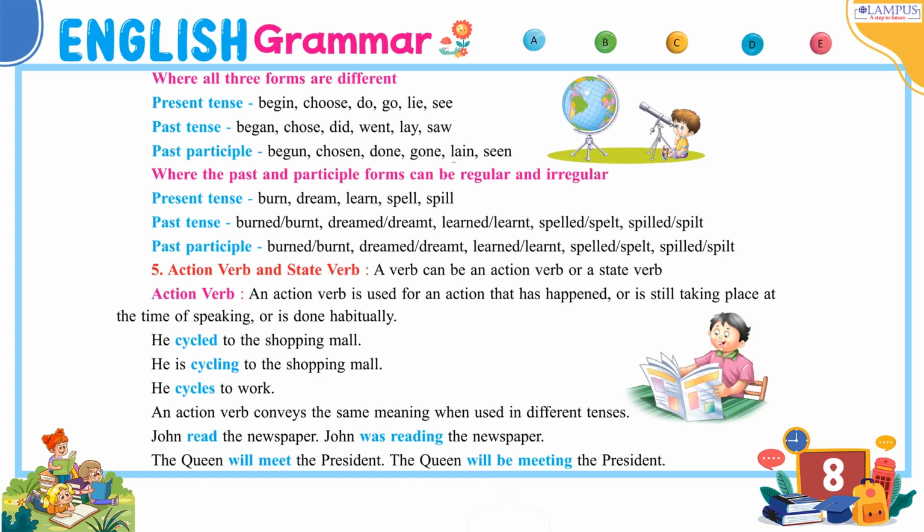He cycled to the shopping mall. He is cycling to the shopping mall. He cycles to work. An action verb conveys the same meaning when used in different tenses. John read the newspaper. John was reading the newspaper. The Queen will meet the President. The Queen will be meeting the President.